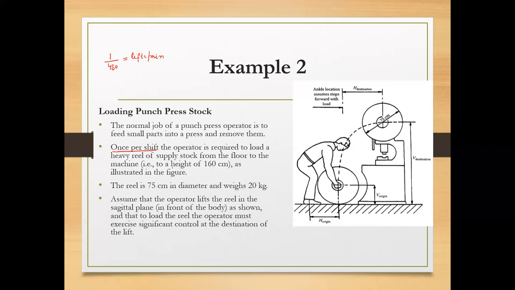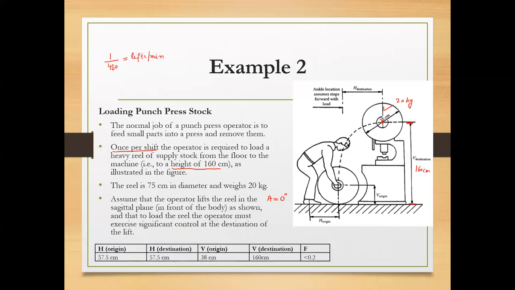And the height of the load at the destination is 160 centimeters. So from the floor to the center of the reel at the destination, the height to which it is to be lifted is 160 centimeters. The diameter of the reel as shown is 75 centimeters and its weight is 20 kg. Assume that the operator lifts the reel in the sagittal plane, so he's lifting the reel right in front of the body. So the angle of asymmetry will be 0 degrees. And to load the reel, the operator must exercise significant control at the destination of the lift. So that means we have to calculate two RWL, one for origin and the other for destination.